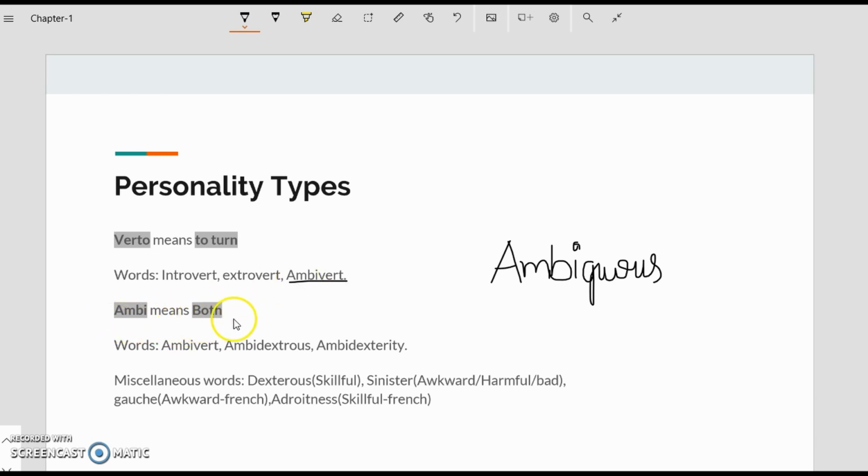Ambi means both. The word is very much used in the term ambiguous. Ambiguity means some kind of confusion, where we feel both options are correct for a question or something. So ambivert, ambidextrous, ambidexterity are the words derived from the word ambi. An ambivert is a person who can turn in both directions.